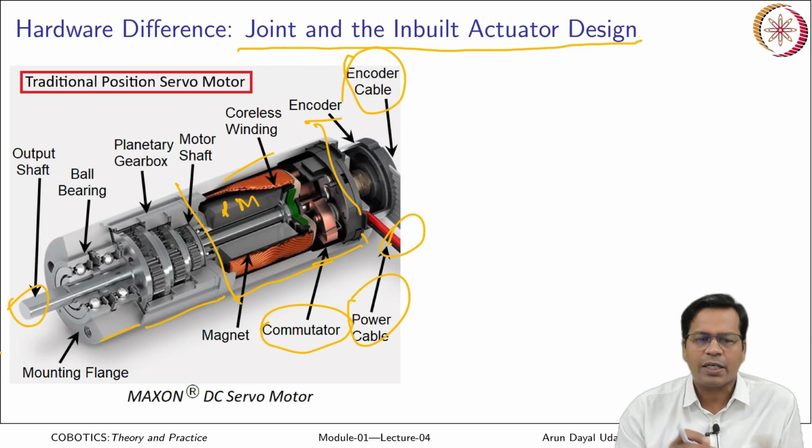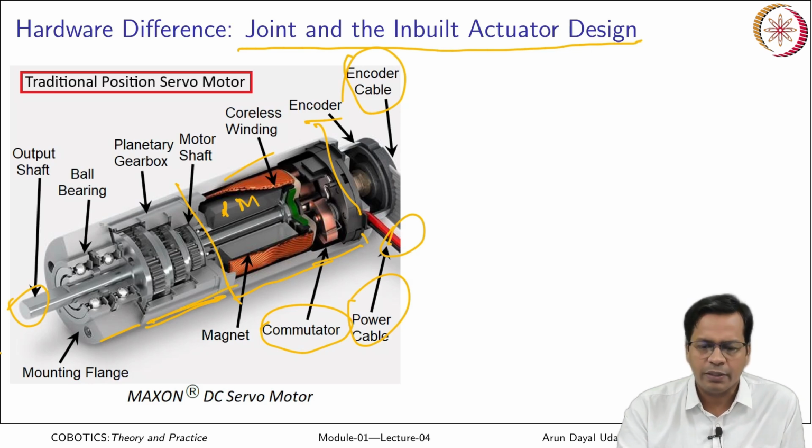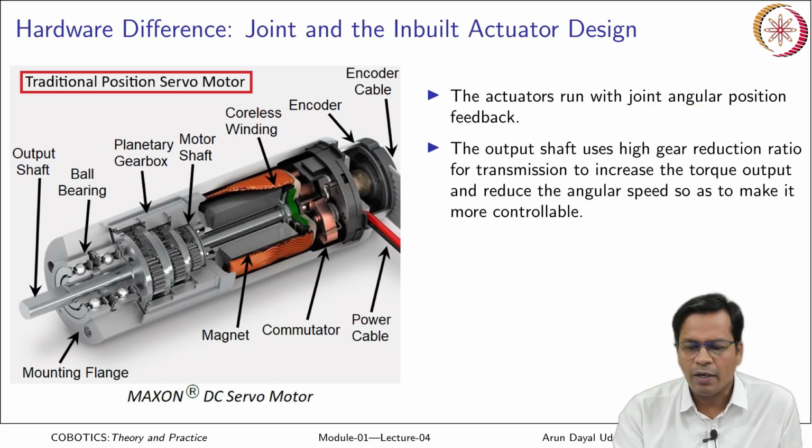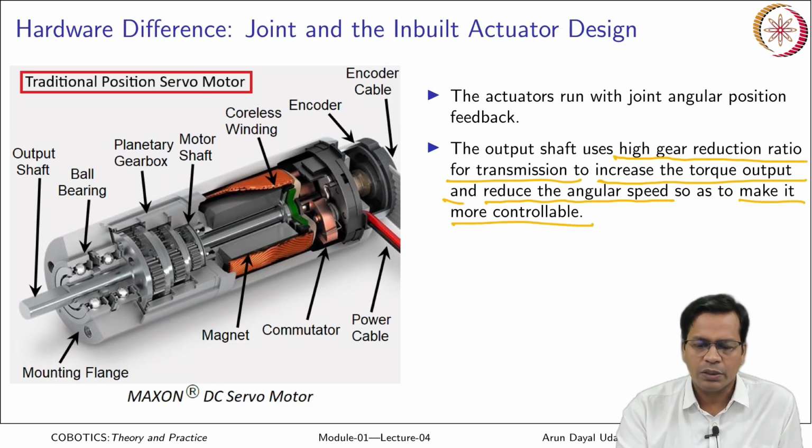So you can take care of the current also, but you cannot precisely control it because there is a gearbox here that has a lot of friction and noise. We'll talk about this. The actuators run with joint angular position feedback given by the encoder. The output shaft uses a high gear ratio for transmission to increase the torque output and to reduce the angular speed. Reducing the angular speed makes it more controllable. So this is the reason for putting a gearbox over here. It enhances the torque and reduces the speed.